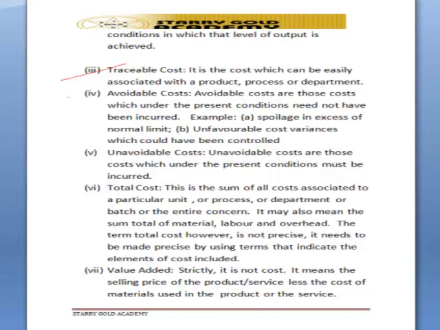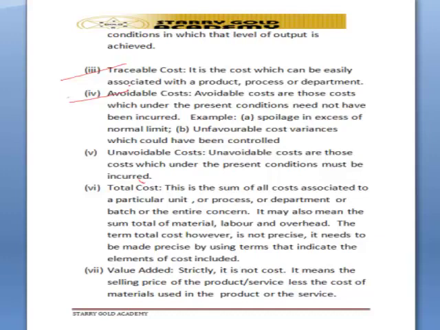So we have unavoidable cost, which is the counterpart of avoidable cost. Unavoidable costs are those costs which under the present condition must be incurred. They must be incurred. We call them unavoidable cost. Then we have the total cost. Total cost is the summation of the variable and the fixed cost.